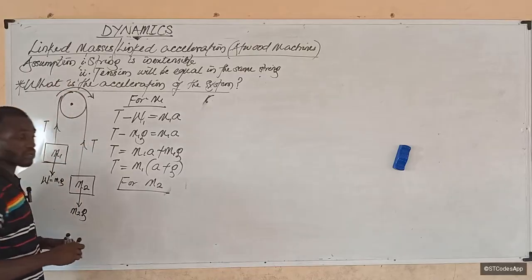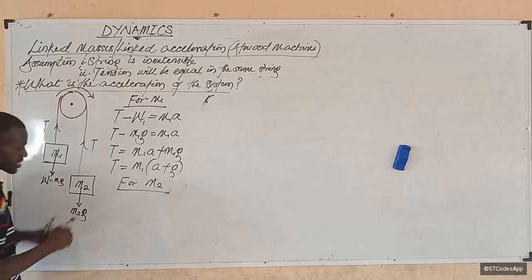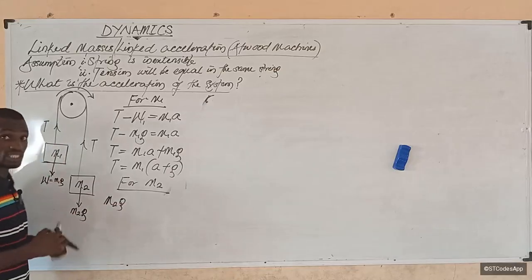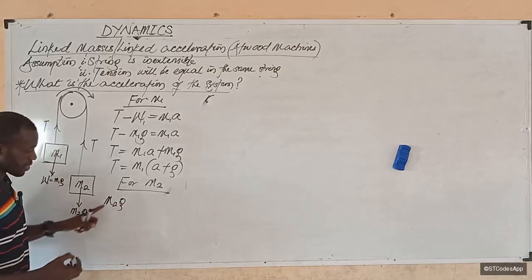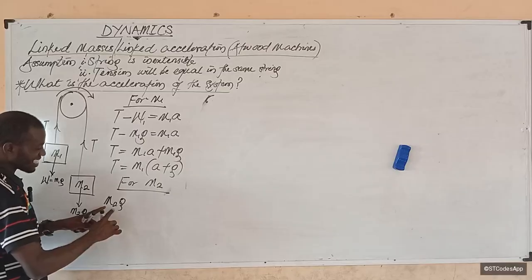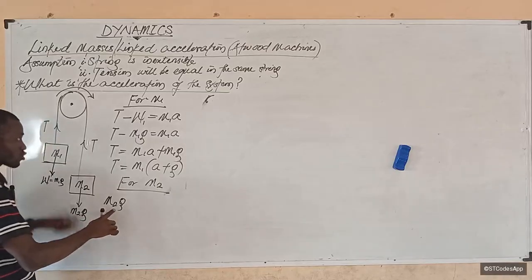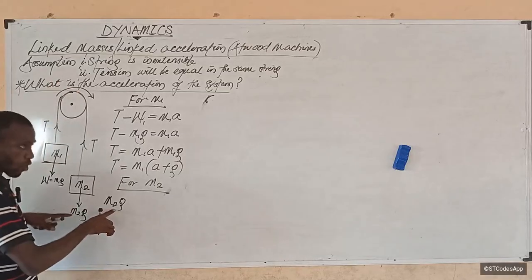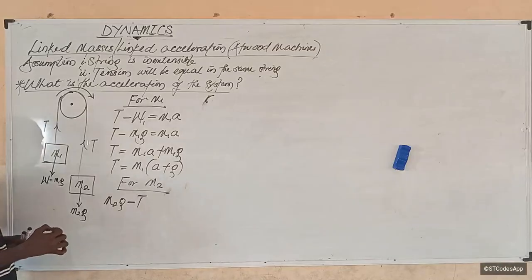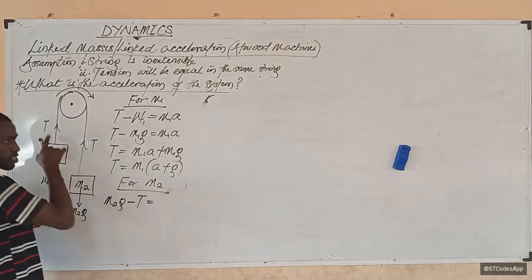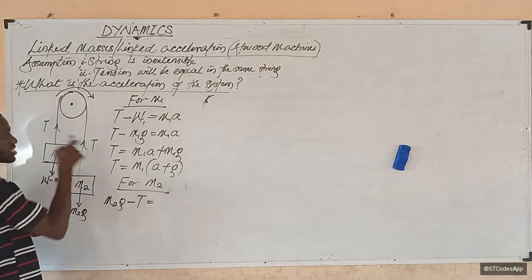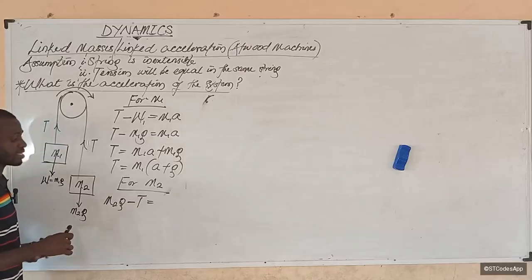Which force is in the direction of motion? It is weight. So weight here, which is weight 2 or M2G, because weight is mass times acceleration due to gravity, is positive because it's in the direction of motion. The system is moving like this, but tension is opposite here, so tension will be negative. Is that clear? Keep in mind that it's not tension 1 and tension 2. I have said that tension will be equal in the same string, so we are using T because they are connected by the same string.